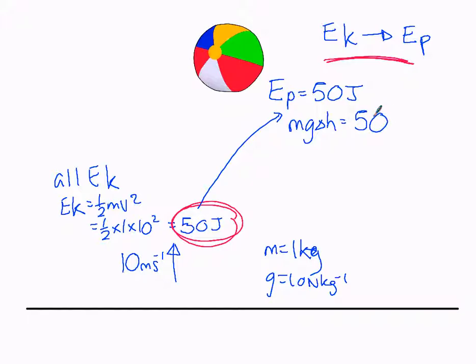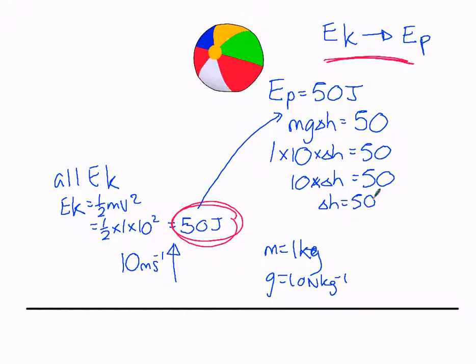Let's put some numbers in. 1 times 10 for gravity, times the h we're trying to work out equals 50. 10 times h is 50. We want the 10 on the other side. We're multiplying here, so we're going to divide 50 over 10. So it works out at 5 meters. So our ball will reach a height of 5 meters.